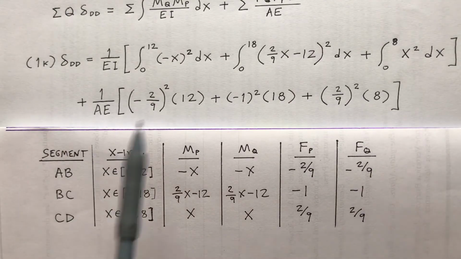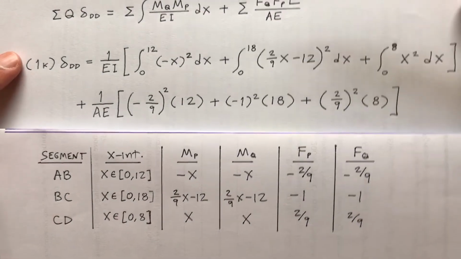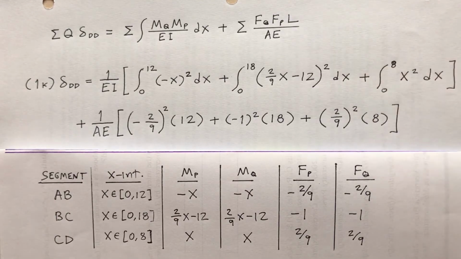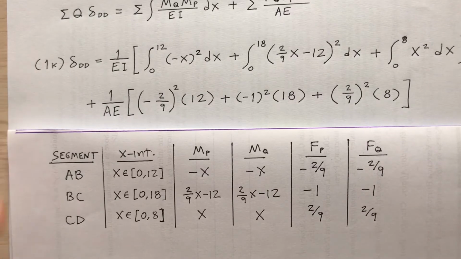And then there's the axial load. Okay, so the summation of the axial loads, maybe you can't see that: FQ, FP, L over AE. The AE is constant, so I can pull that out of the summation.